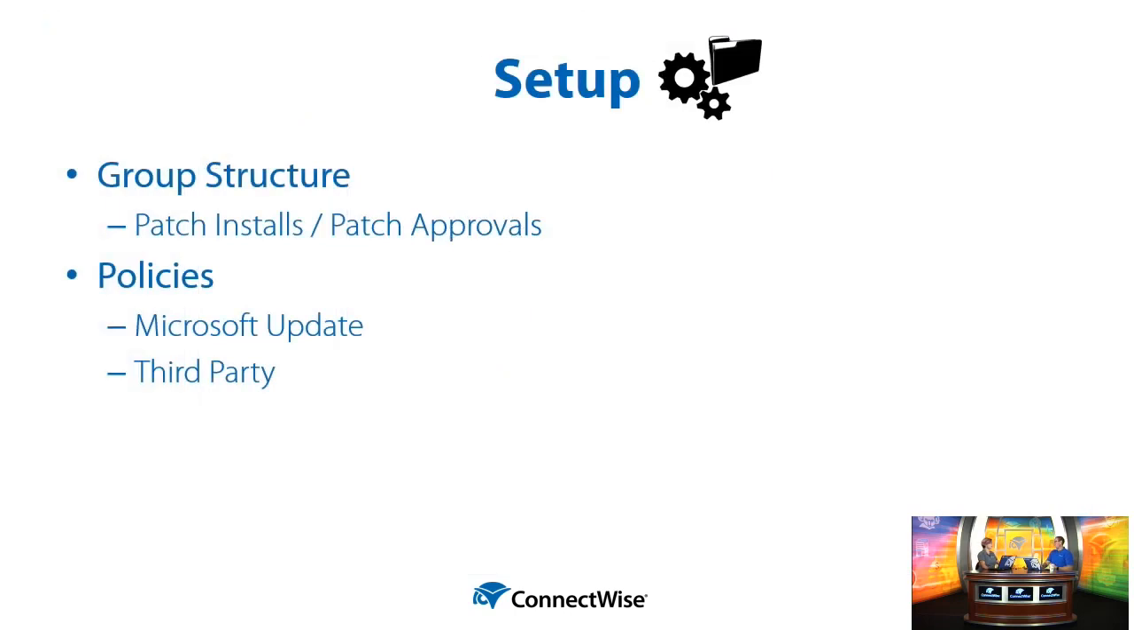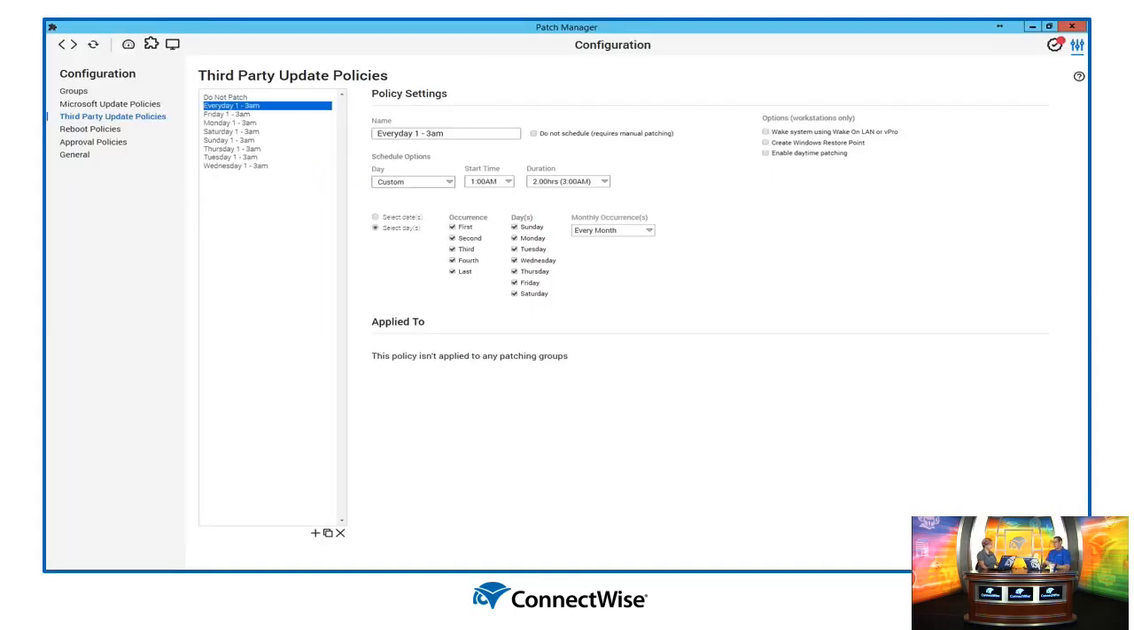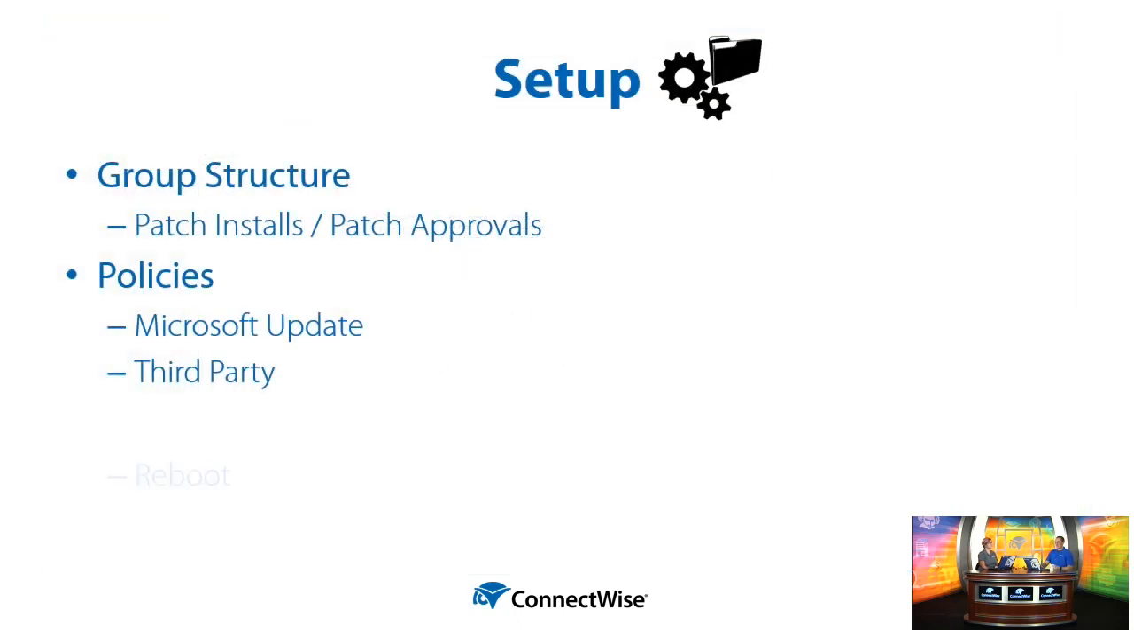Are you talking about the everyday 1 through 3? Yep, yeah. I built that. And then you can see that I did them from 1 to 3 as opposed to 3 to 5 because I really don't want to, as a recommended practice, install third party the same time that I do Microsoft updates. There you go, so again, you offset that.